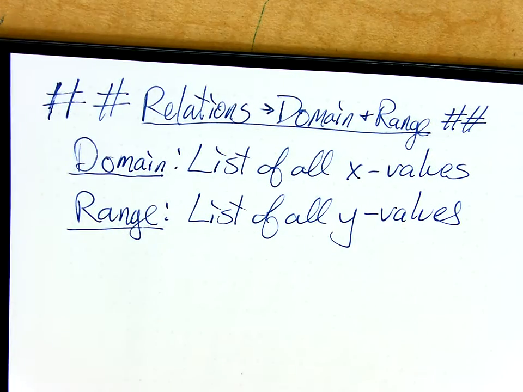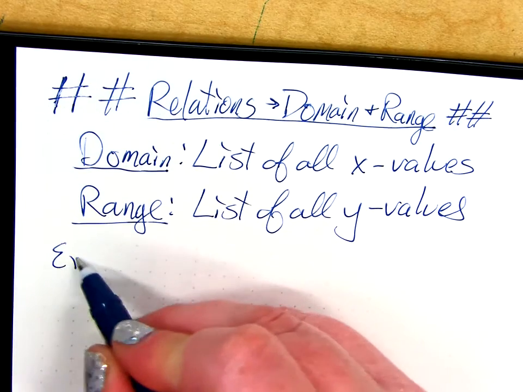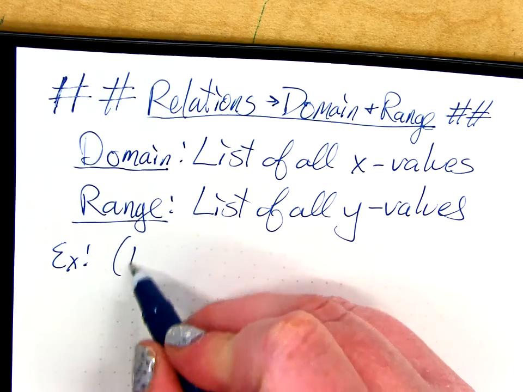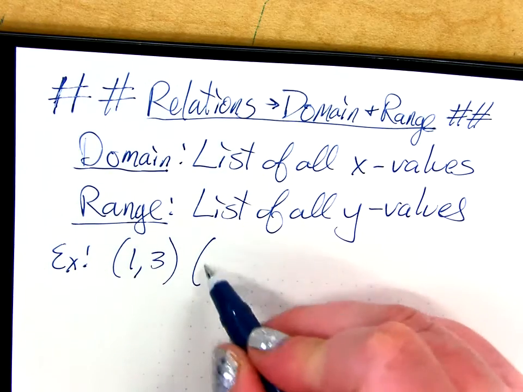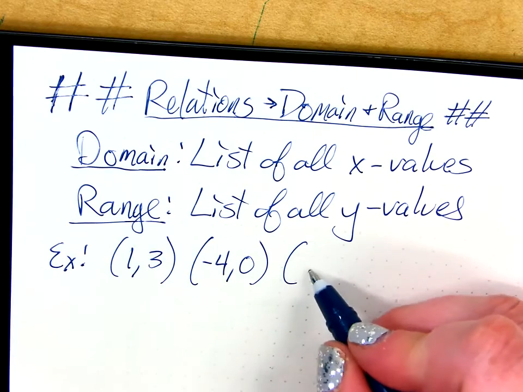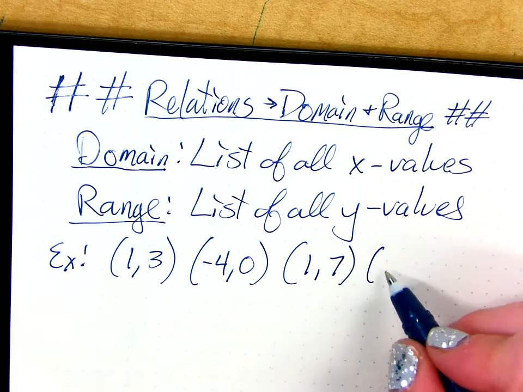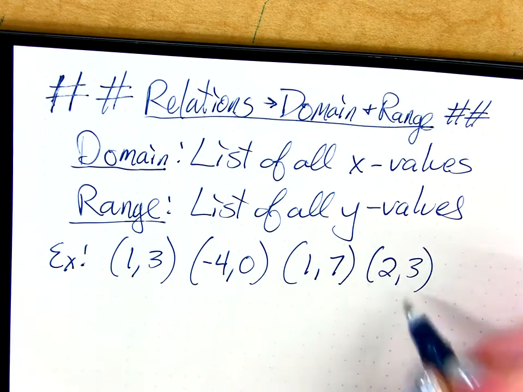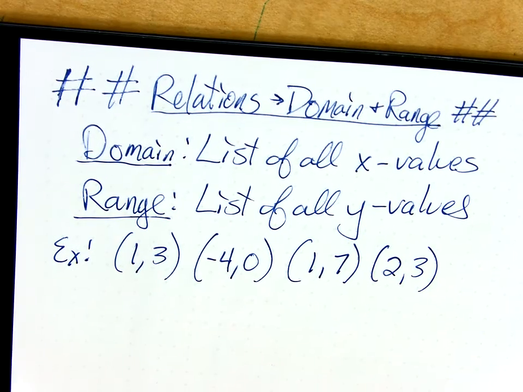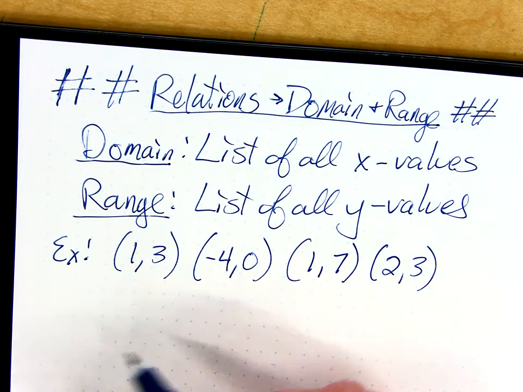So let's do an example right on here. I'm just gonna make up some points. Say I had the points (1, 3), (-4, 0), (1, 7), and maybe (2, 3). If I had those 4 ordered pairs and I wanted to list the domain and range of each one, it's really just this easy. Check this out.